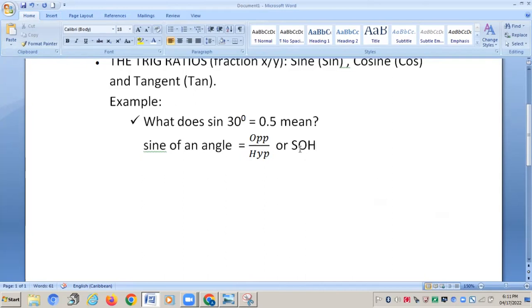So S-O-H means what? O is the numerator and H is the denominator. All right, so that's what sine is.